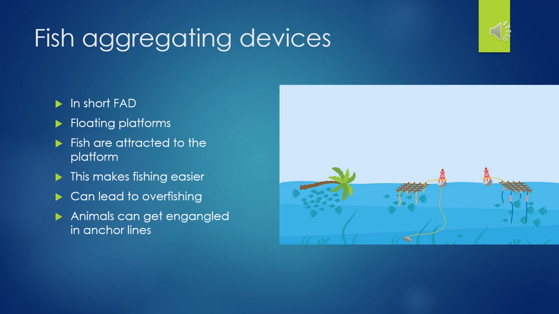A floating platform is attached, and a long line hangs from the platform to a weight or anchor at the bottom. Now, you have producers such as macroalgae that grow on the platform and the lines. You also have microalgae growing in the surrounding water, which means that small fish will get attracted to the area, and a food web will develop here, and larger predatory species are attracted by the presence of small fish, and then you can fish them. This makes fishing of these species easier, but if used too much, it can also lead to overfishing, and in some cases, animals get entangled in the anchor lines.